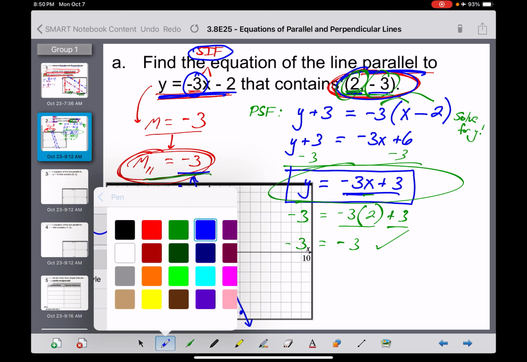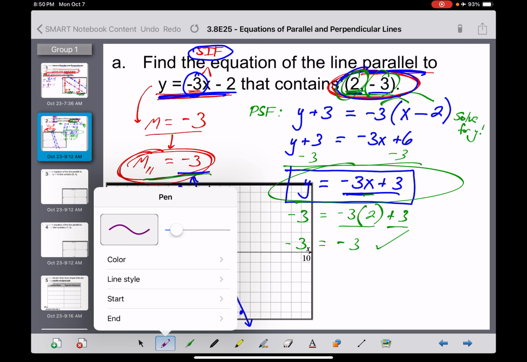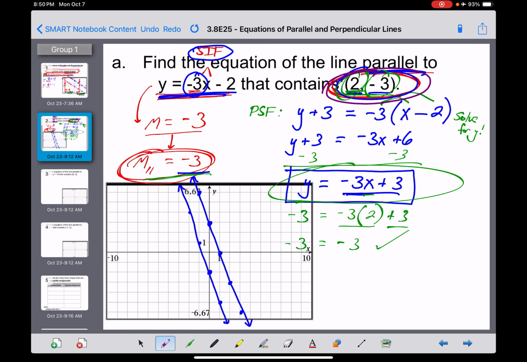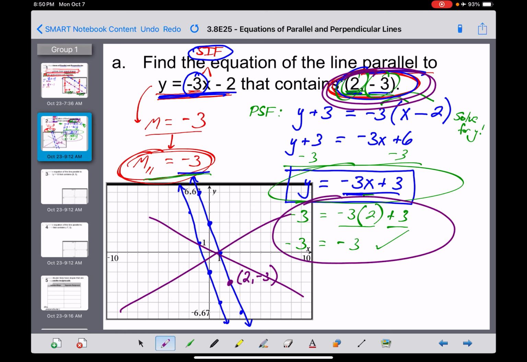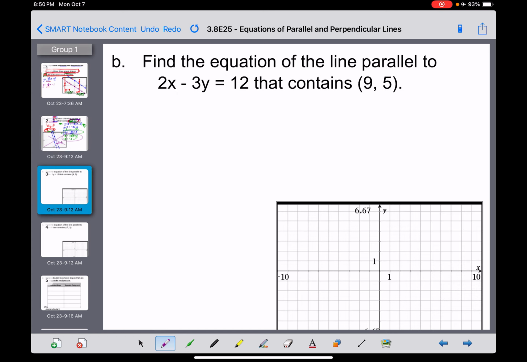And finally here, let me switch to purple, does our second line contain the point (2, -3)? 2 to the right, 3 units down. There's (2, -3), and the graph kind of supports the idea as well. Now, frankly, if it were me, I wouldn't waste my time with the graph. This work here in green is really what you need in order to check yourself. But regardless, yeah, we got this one right. Let's take a look at example B.